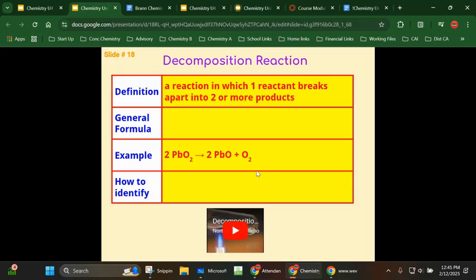The general formula for this one is the exact opposite of the last one. ABC breaks apart into A plus BC. And again, I'm just using that to represent elements and compounds. Maybe it breaks apart into two compounds, maybe it breaks apart into two elements. But one thing breaks up into two or more things.